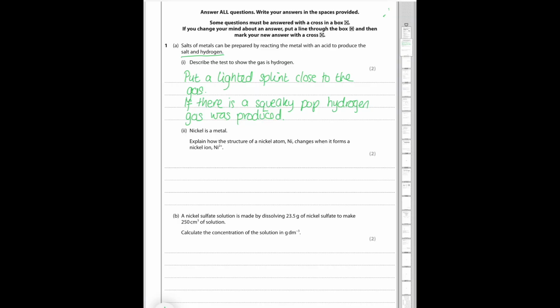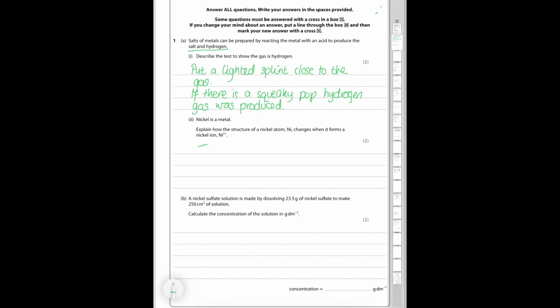In the next question, we are told that nickel is a metal. Explain how the structure of a nickel atom, Ni, changes when it forms a nickel ion. So for the nickel atom to form a positive ion, it must lose electrons, and because it forms a 2+ ion, that means it's lost 2 electrons.